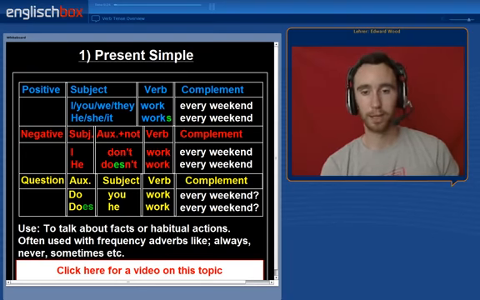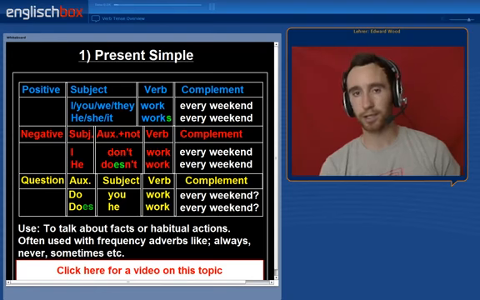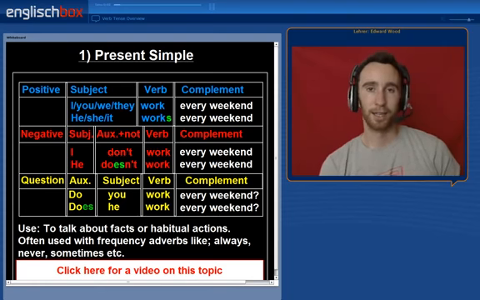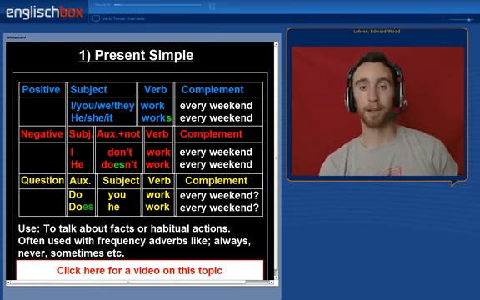The present simple is used to talk about facts or habitual actions. And the structure is as follows. We have the subject, which can be a real noun or a pronoun, such as I, you, he, she, it, we, or they, which is then followed by the verb and often a complement. The verb in third person, with he, she, or it, always has an S, unless it is a modal verb.